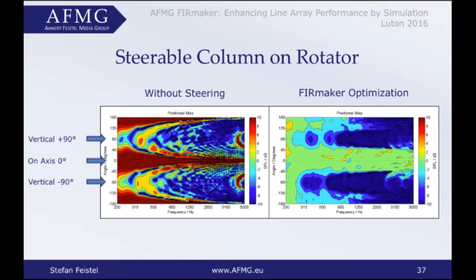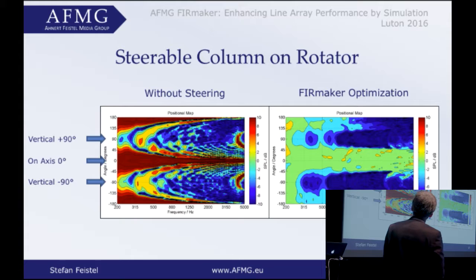You can see here again the narrowing of the beam, the conventional case, and with FIRmaker optimization, we have a very controlled beam within those plus minus 45 degrees. We do not have sound spilled beyond that significantly. And also the rearward radiation is suppressed strongly. Very nice.